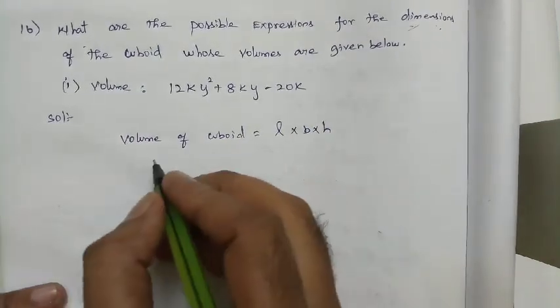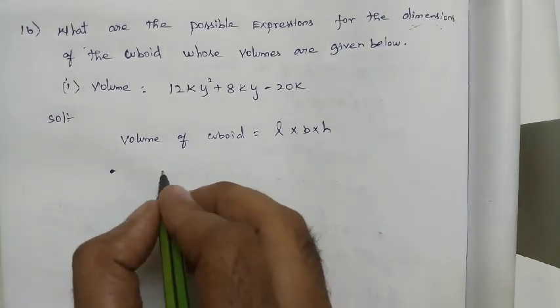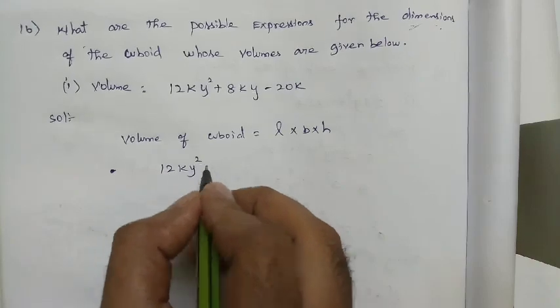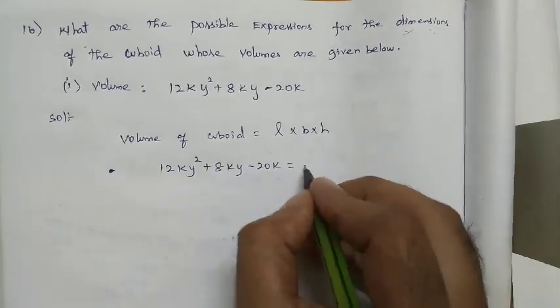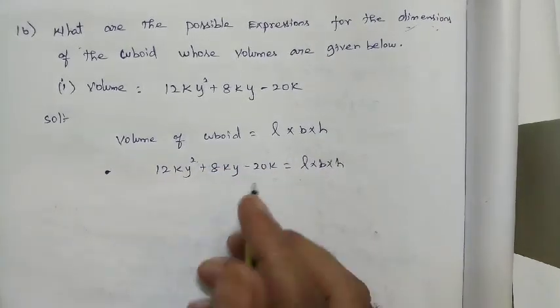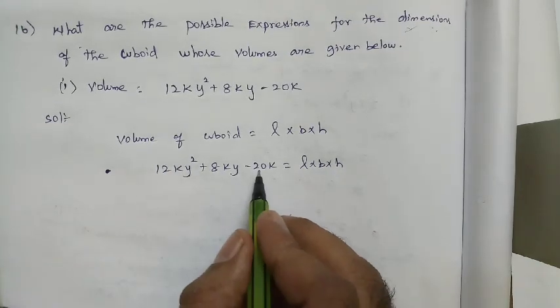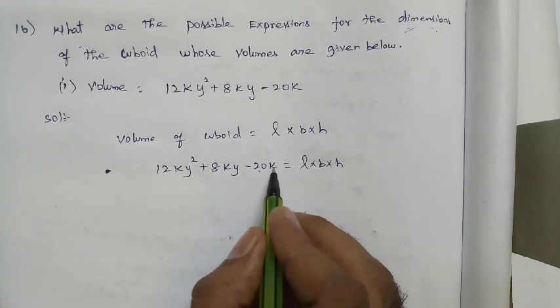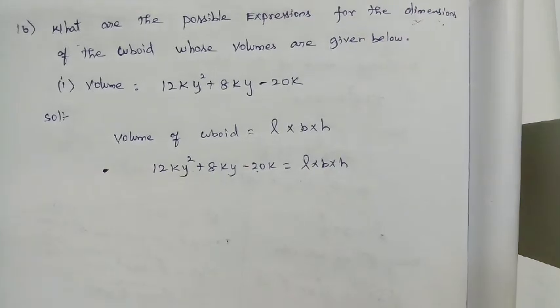So same thing, factorize. So volume of cuboid, that is nothing but 12ky² + 8ky − 20k is equal to L into B into H. This is the volume of cuboid. They have given the volume, right? So I'm just going to factorize. See that y² term, y term, constant. But one extra variable is there. What is that? K. In all the 3 terms, K is common. We'll take K outside.